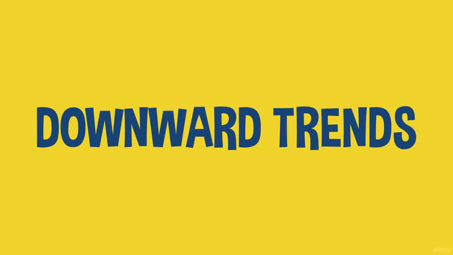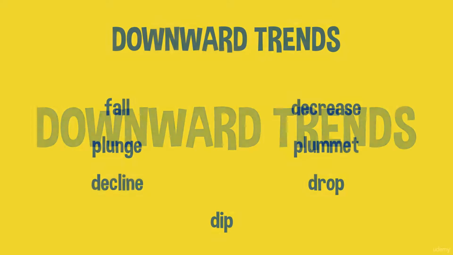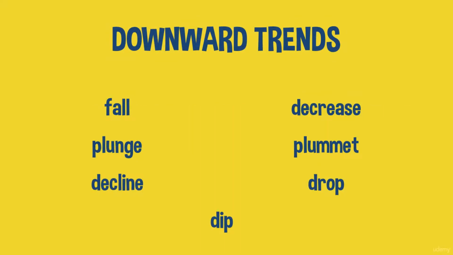In this lecture, we're going to look at vocabulary connected with downward trends. And here are your 7 words: fall, decrease, plunge, plummet, decline, drop, and dip. So your first word is fall.